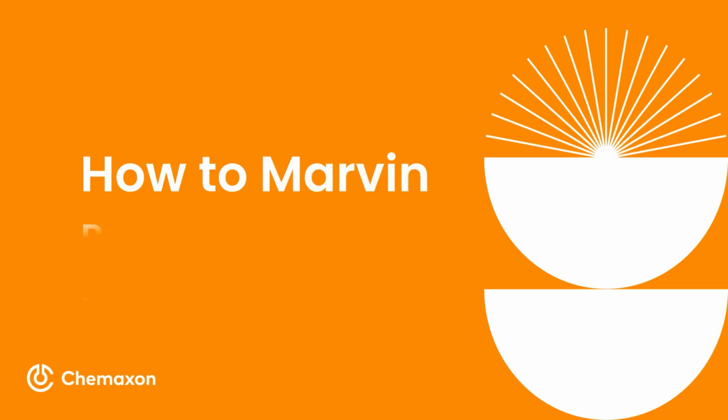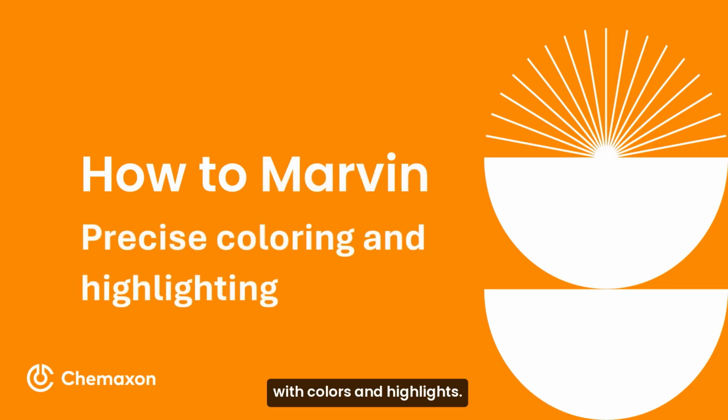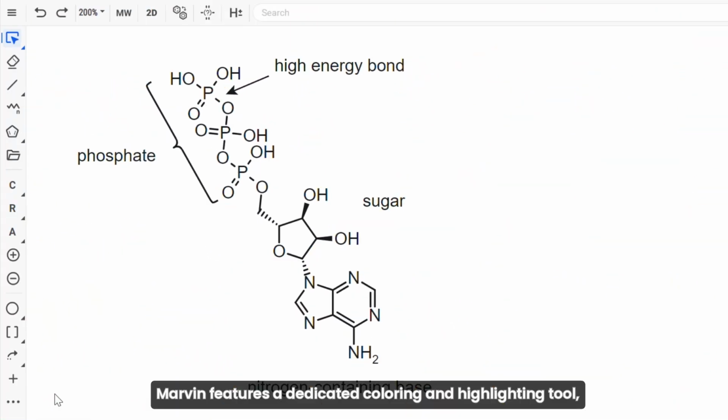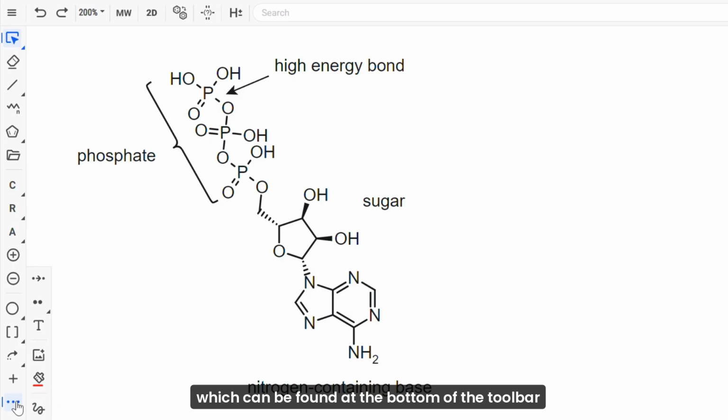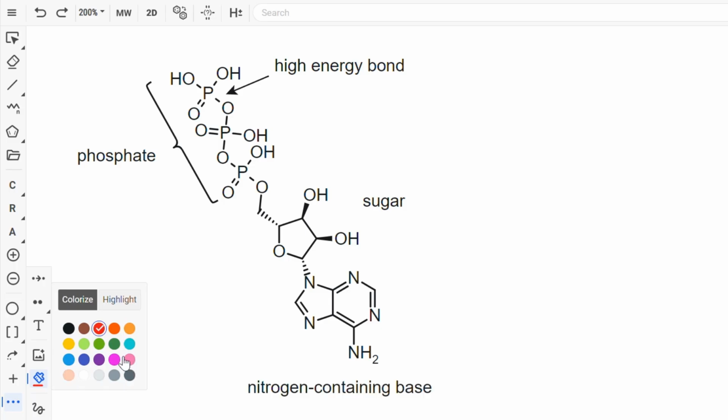In this video, I will show you how to easily enhance your drawings with colors and highlights. Marvin features a dedicated coloring and highlighting tool, which can be found at the bottom of the toolbar and allows you to choose from a variety of colors.